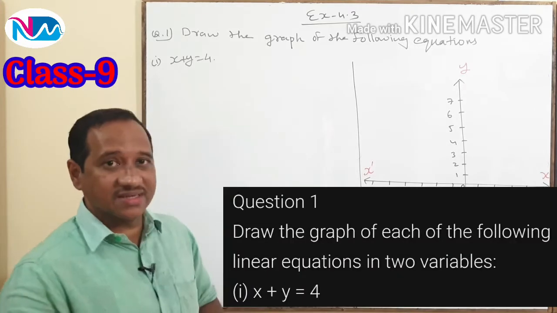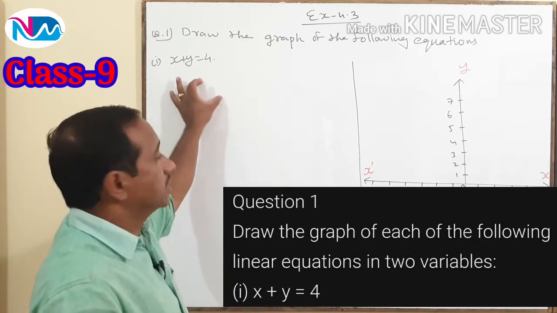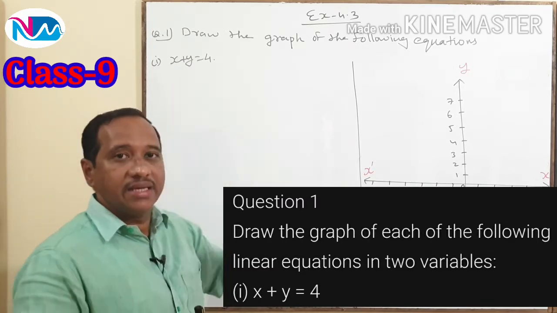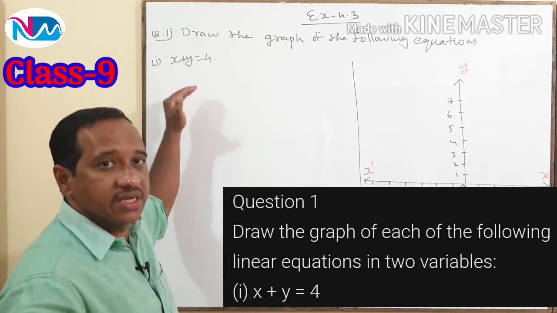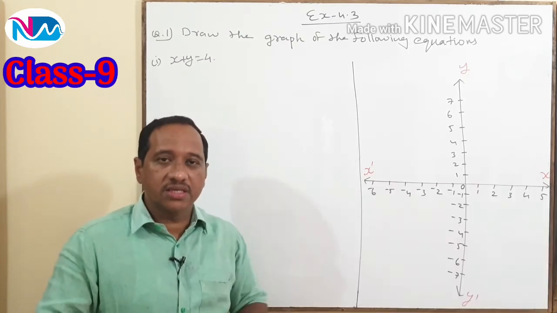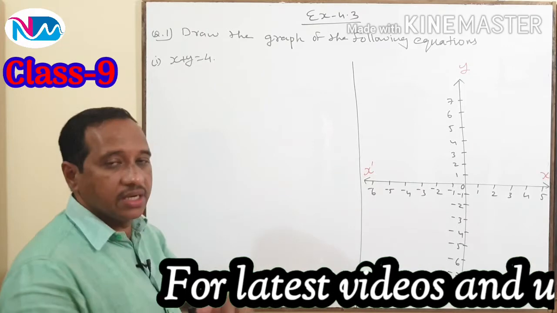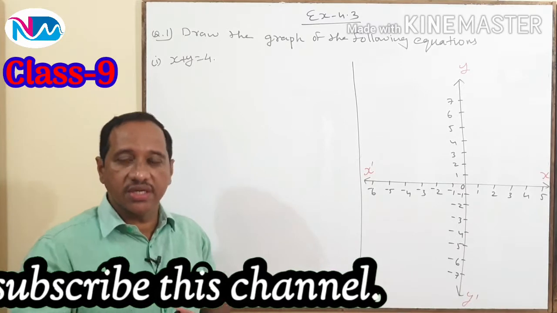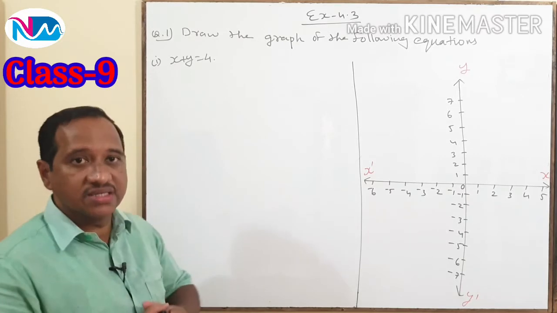The first question of the exercise is to draw the graph of the following equations. The first equation is x plus y is equal to 4. You know that this is a linear equation in two variables x and y. If you represent this linear equation graphically, that will be a straight line. For that, you have to find minimum 3 solutions for this linear equation in two variables. You know what is the solution of a linear equation in two variables? The values of x and y which satisfy this equation.